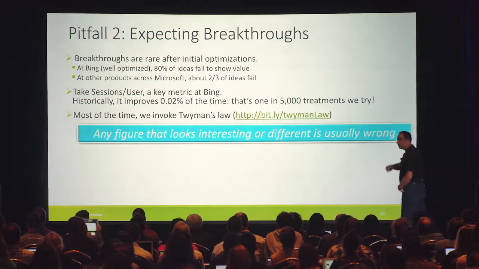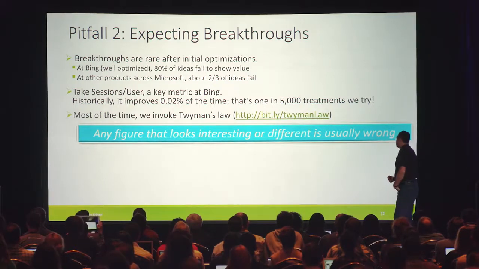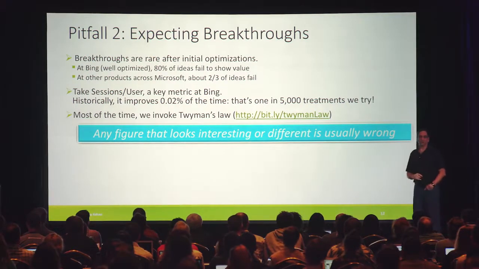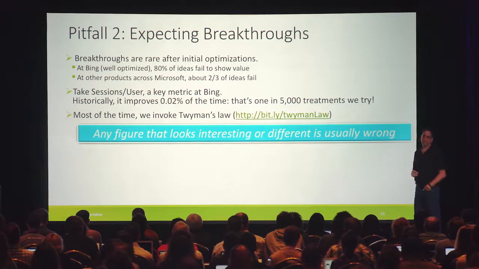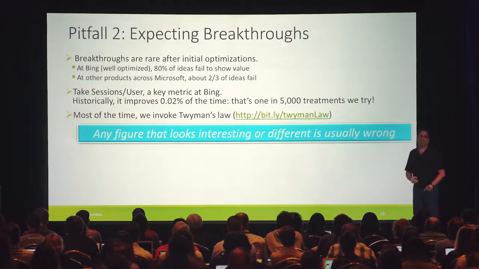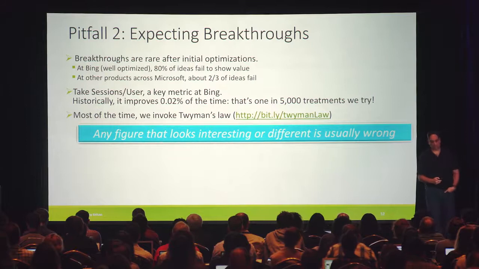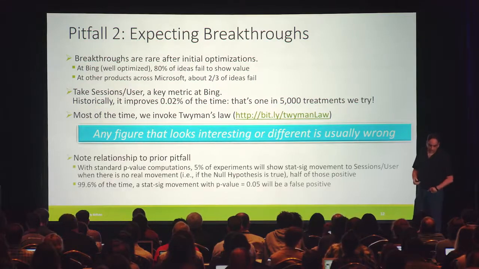Most of the time, we invoke Twyman's law, which says any figure that looks interesting or different is usually wrong. So when somebody tells you that they got a 40 times lift because of something, it's unlikely to be true, very, very unlikely to be true. You drill into the details, you go through these pitfalls, and you'll find what is wrong. And we have a lot of those examples.